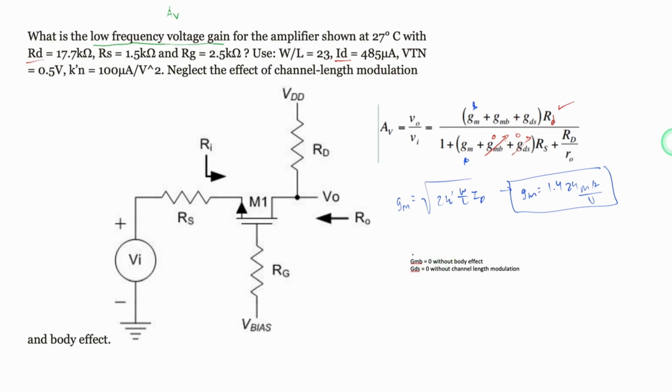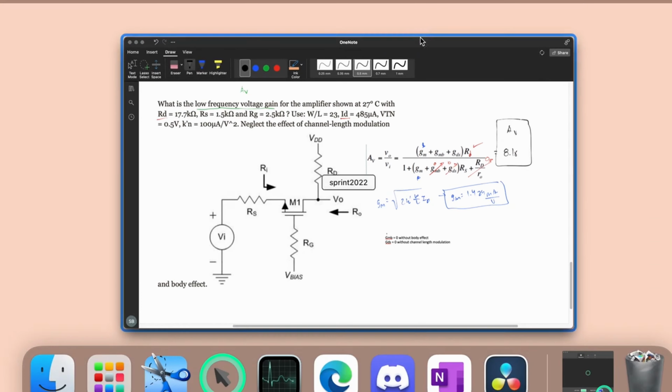So if our R naught is equal to infinity, well, we basically have a small number over infinity, so this is going to be zeroed out. And now, if we plug this into a calculator, we are going to get that we have an 8.16 for our low frequency voltage gain. And 8.16 is going to be the answer to this problem, and that's how we'd go about solving for it.